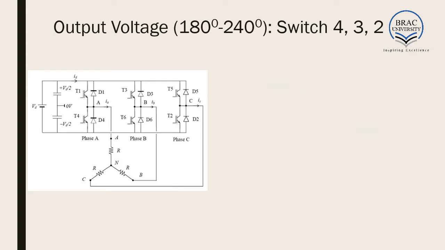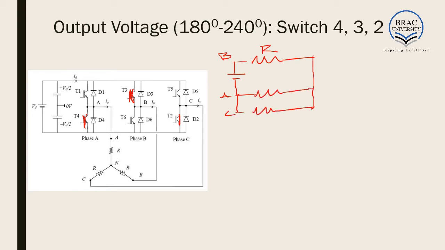Now 180 degree to 240 degrees, switches 4, 3 and 2 are on. This switch and this switch are on. So the equivalent circuit becomes phase B. From the positive we have only phase B. From the negative we have phase A and C. All the phases ultimately reach the neutral.